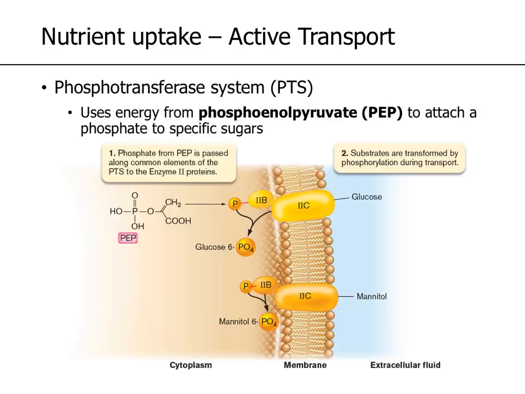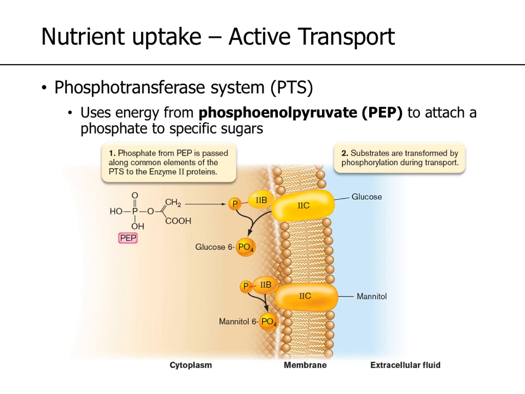So the major class in bacteria for this is the phosphotransferase system. This system uses energy, not from ATP, but from phosphoenolpyruvate, also known as PEP. Same idea though, it has this high energy phosphate bond. So it's using the energy from PEP to bring in molecules. In this case, it's usually bringing in some kind of sugar molecules like glucose or mannitol.